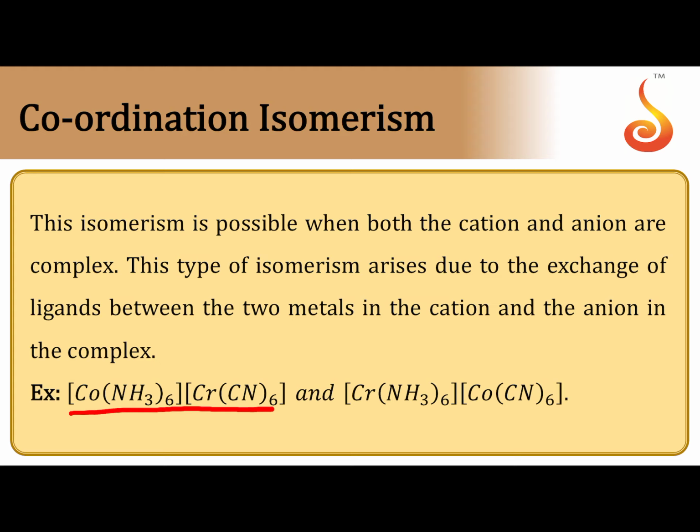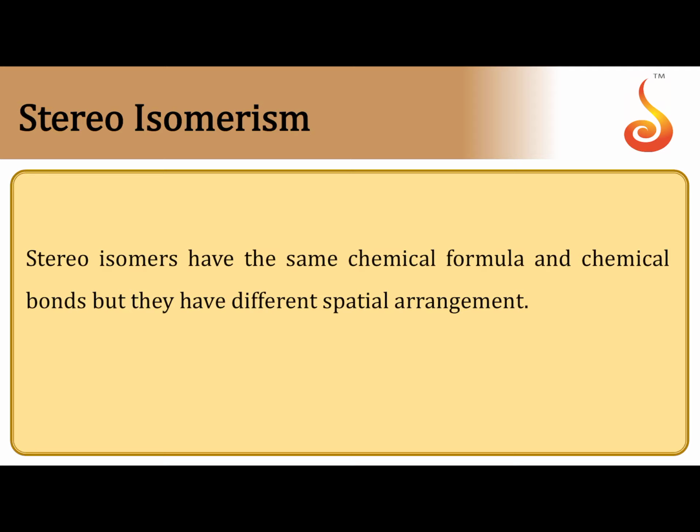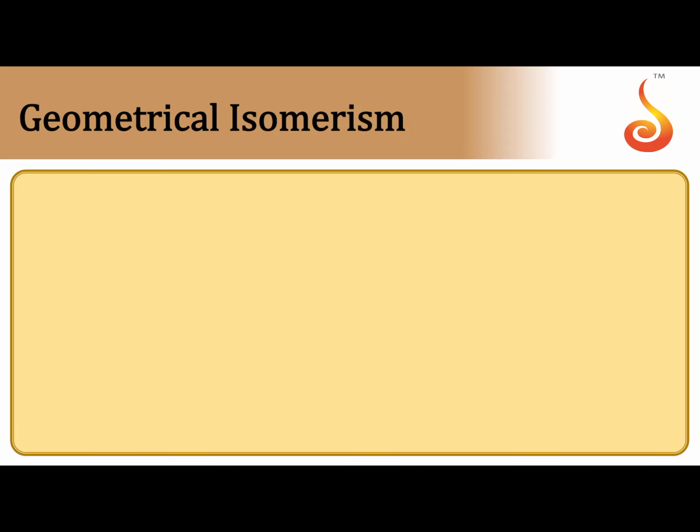A complex which has two or more than two central metal atoms is called a polynuclear complex. These are formed due to exchange of ligands between two central metal atoms. Stereoisomerism: isomers are formed due to difference in the orientation of ligands in space around the central atom.